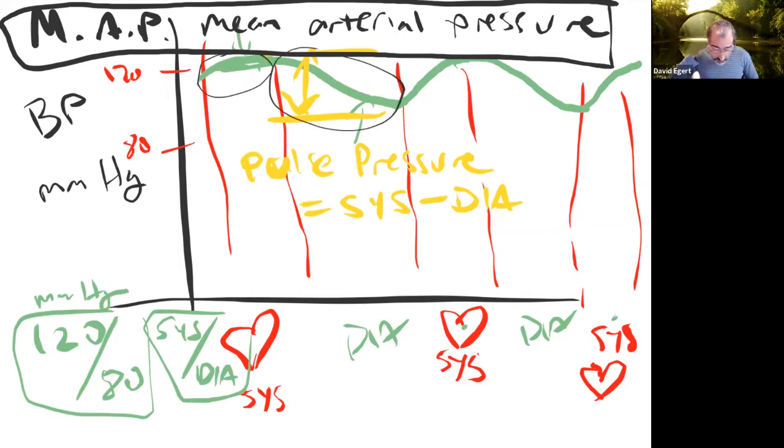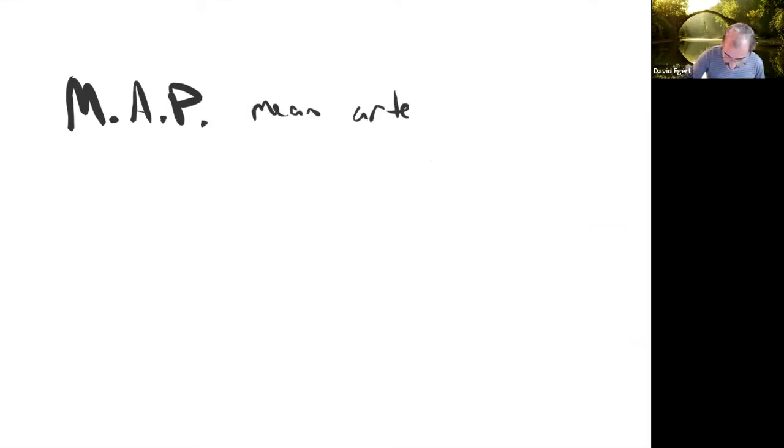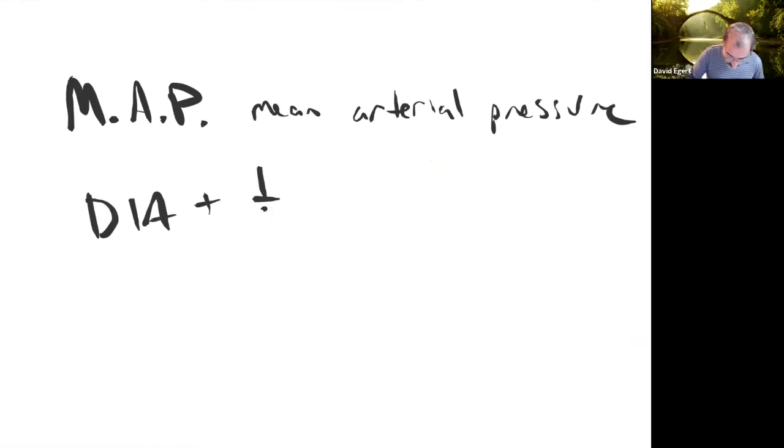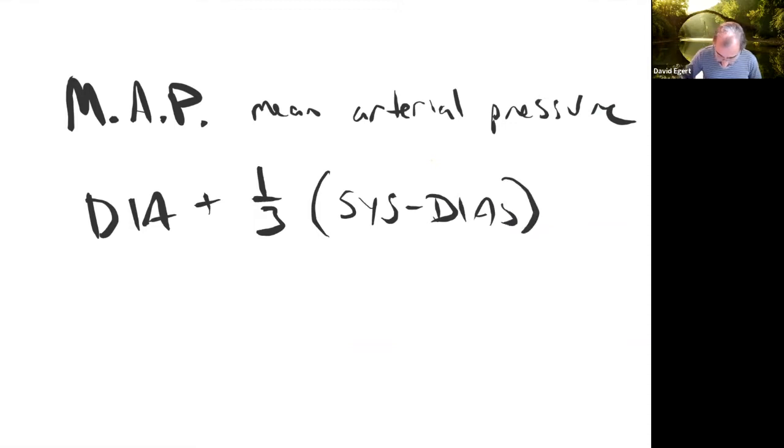So the mean arterial pressure is actually closer to diastolic than systolic, and it's actually a third of the way up. So when we talk about mean arterial pressure, it's going to be diastolic plus 1/3 of systolic minus diastolic, which is also the pulse pressure.